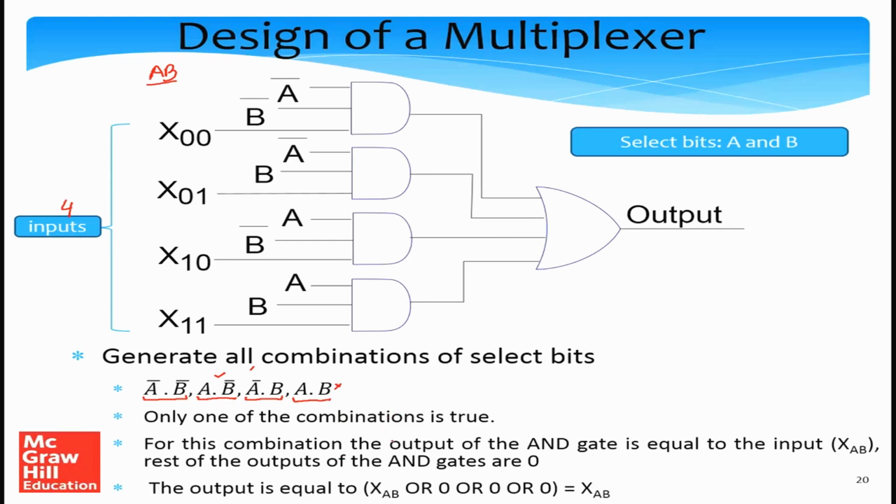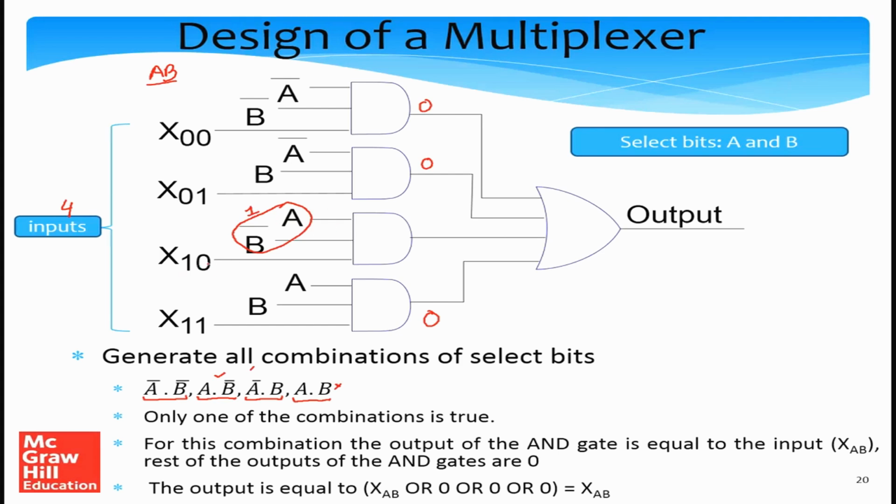So the way we design the circuit is that we take each combination of the select bits, either the original bit or its complemented form, and we AND it with the input in an AND gate. Since only one of the combinations is true, the output of the rest of the AND gates will actually be 0. So let's assume that the output of this AND gate is 0, this is 0, and this is 0. And in this case, let's assume that this combination is equal to 1.